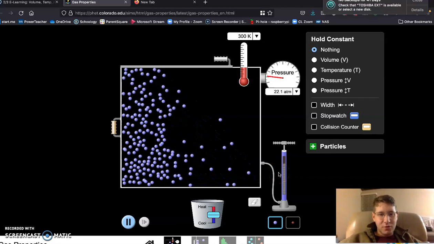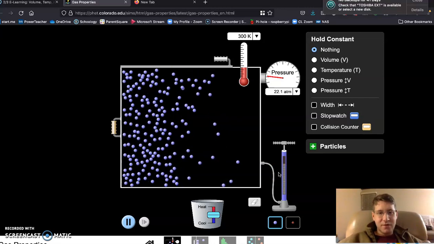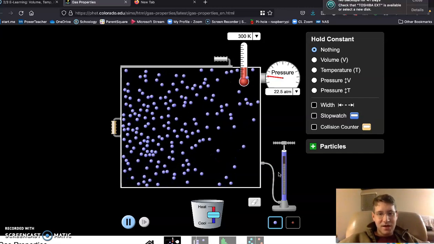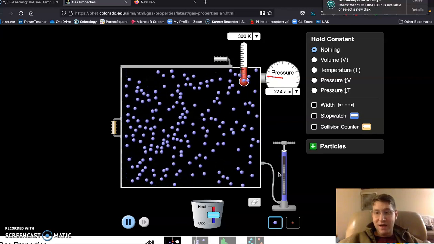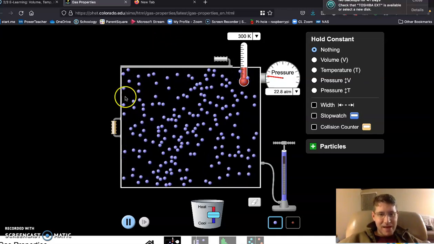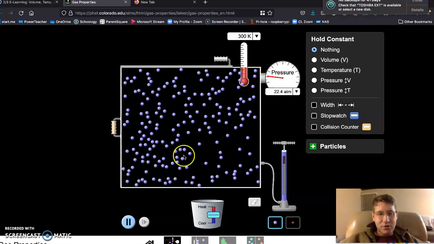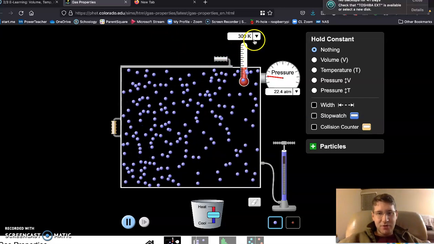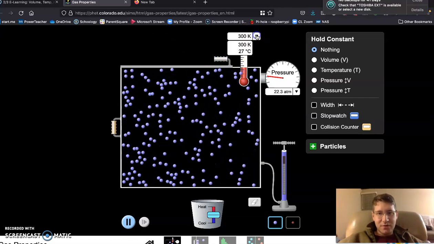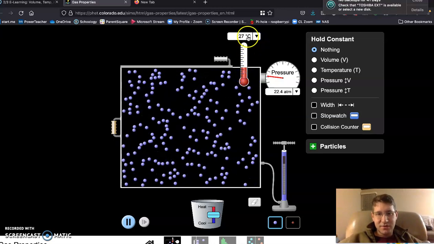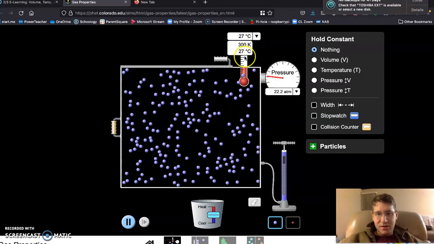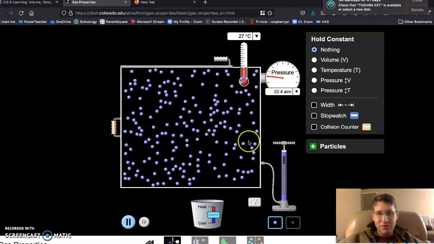First of all, remember when we talked about the states of matter, solid, liquid, and gas? In a gas, the particles were the most spread out, right? So that kind of matches here. Now I want you to notice a couple things. You've got your thermometer here. You can measure in kelvins, or maybe I'll change it to Celsius. But you can change how your thermometer measures things.